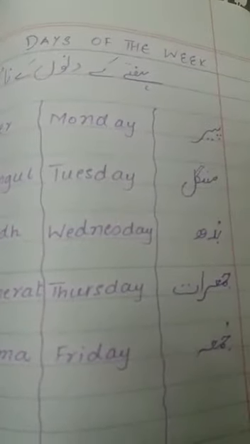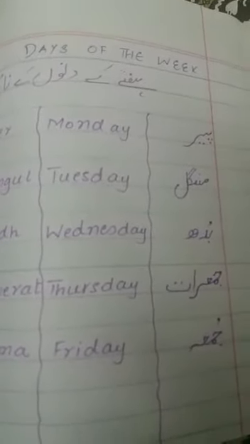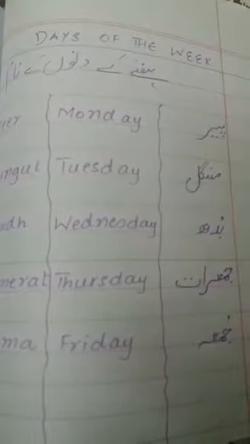Monday is Peer. Tuesday is Mangal. Wednesday is Budh. Thursday is Jumerat. Friday is Jumma. Saturday is Hafta. And Sunday is Itwar. Peer, Mangal, Budh, Jumerat, Jumma, Hafta, Itwar.